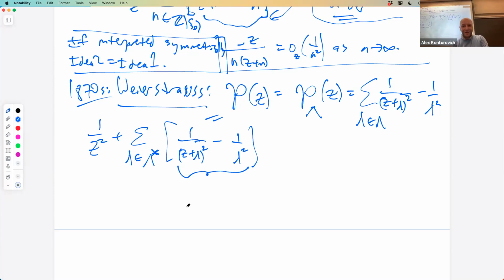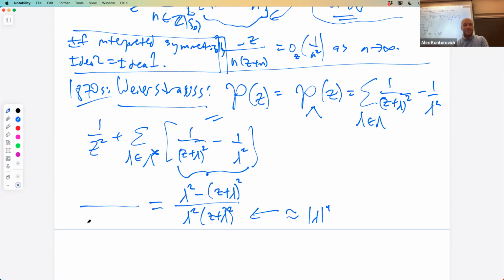Let's work it out. Okay, so the denominator looks good. I have a lambda squared times a z plus lambda squared, that's growing like lambda to the 4. Right? I have a lambda squared here and a lambda squared there. What's happening to the numerator? I cross multiply, I get a lambda squared minus z plus lambda squared. But what is that? Let's work out the numerator.